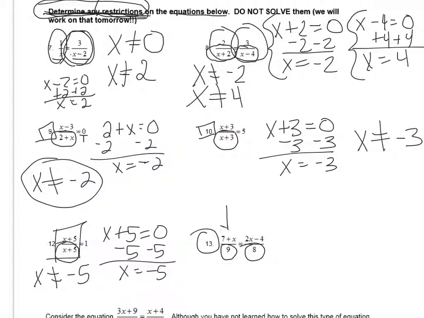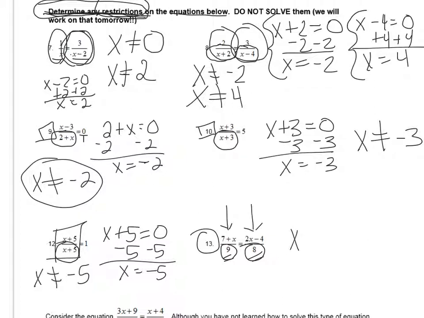Even though you have an x in the top of this fraction and an x in the top of this fraction, remember the numerator has nothing to do with a fraction being undefined. An undefined fraction is only undefined when the bottom's equal to 0. The constant of 9 will never equal 0. The constant of 8 will never equal 0.